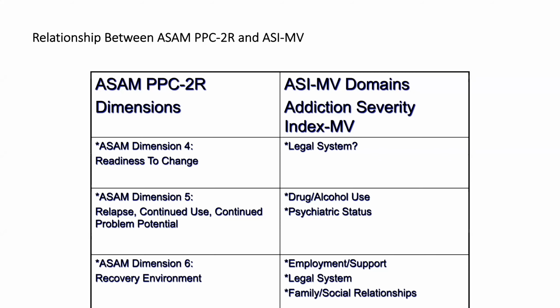What do they have that's in their favor? Do they have a supportive job? Do they have no legal history? Do they have a supported family? Or what is not in their favor, et cetera, et cetera. And so that's what the 6th dimension is about.